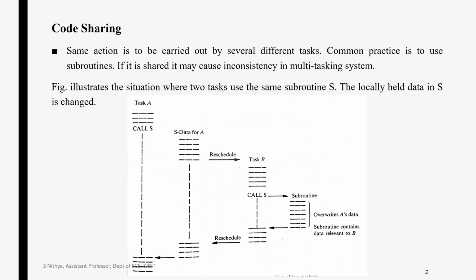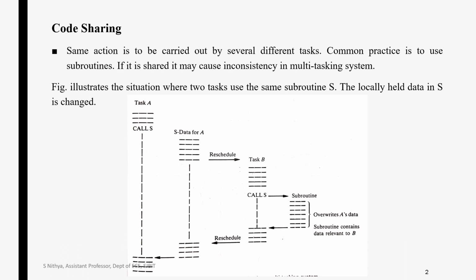At this point task B calls the subroutine. The same program which is executing here will be called by task B. So task B calls the subroutine program while it is also being executed for task A. In this case, there is a possibility of overwriting A's data into B's data values in B's environment. To avoid that, we go for code sharing.